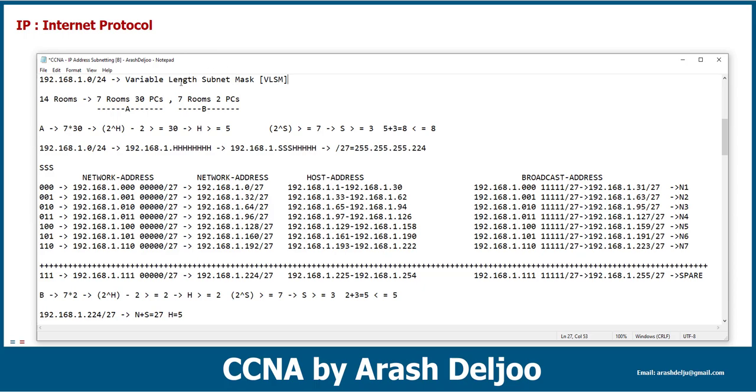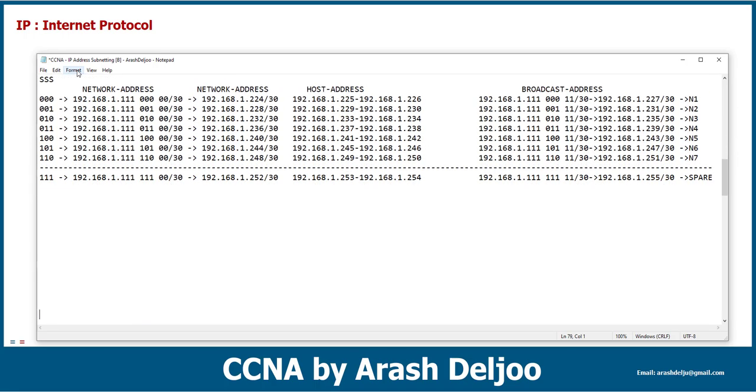In the previous scenarios, previous examples, you learned about the single length subnet mask. For example, you know that in the previous scenario, I configured this example. The first example, let me write here. The first example had this requirement.